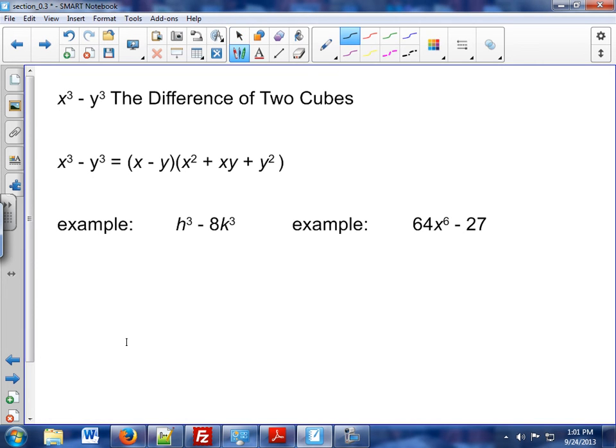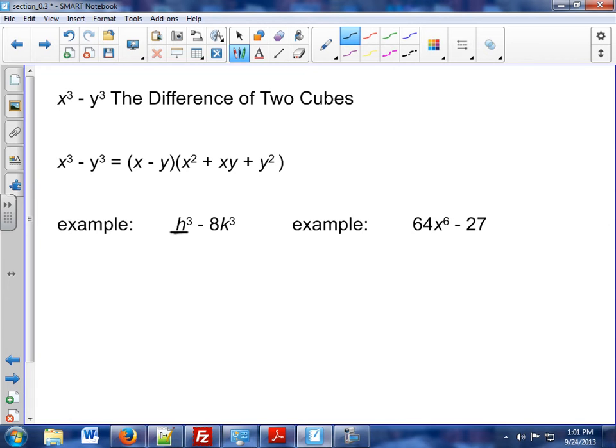All right, here we go. The difference of two cubes. I require you to memorize this for the test, and everyone complains, but it's really not that hard. The first sign is always just the opposite, and the last one's always going to be plus. So you really have to make sure that these are perfect cubes.